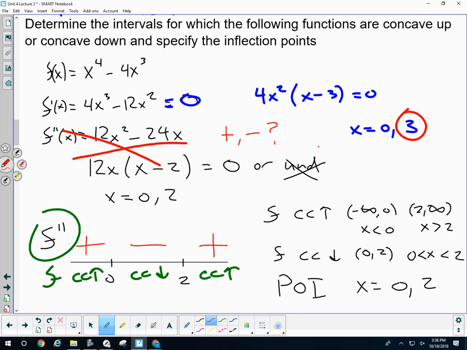What is the concavity of my function when x is 3? Concave up. If we have a horizontal tangent, which is what we do, but your graph is concave up, how does that appear? Like that. 3 must be a min. Now what about 0?